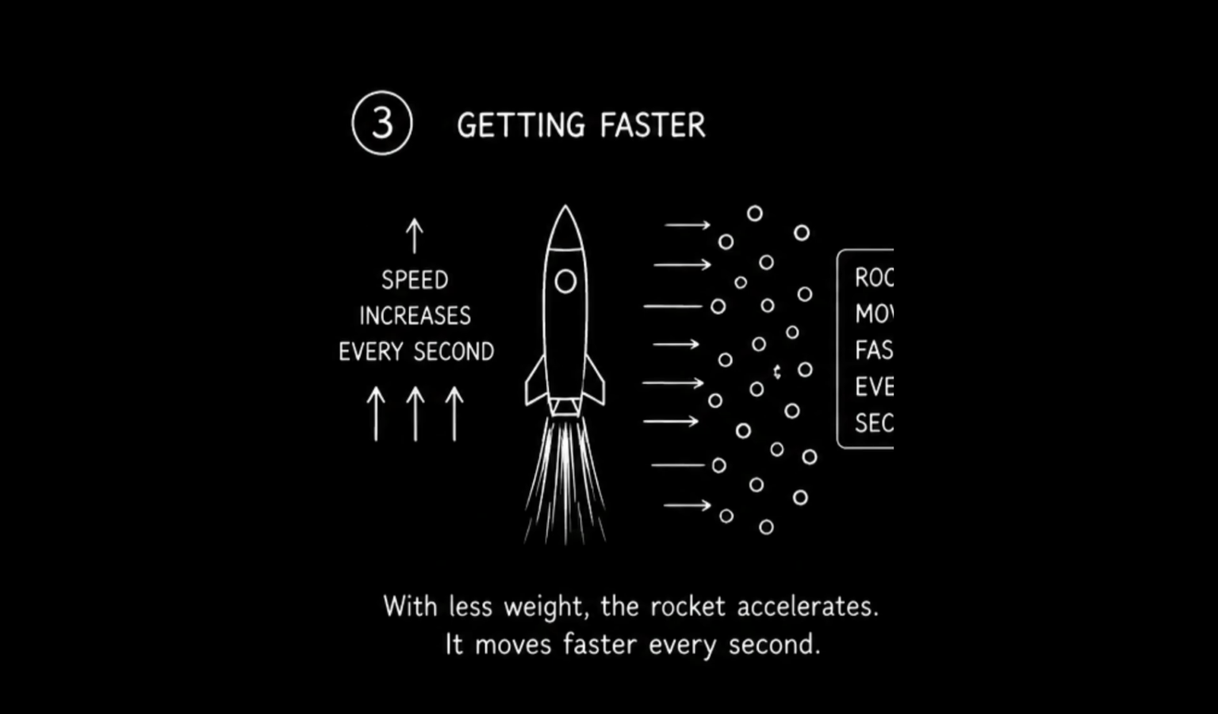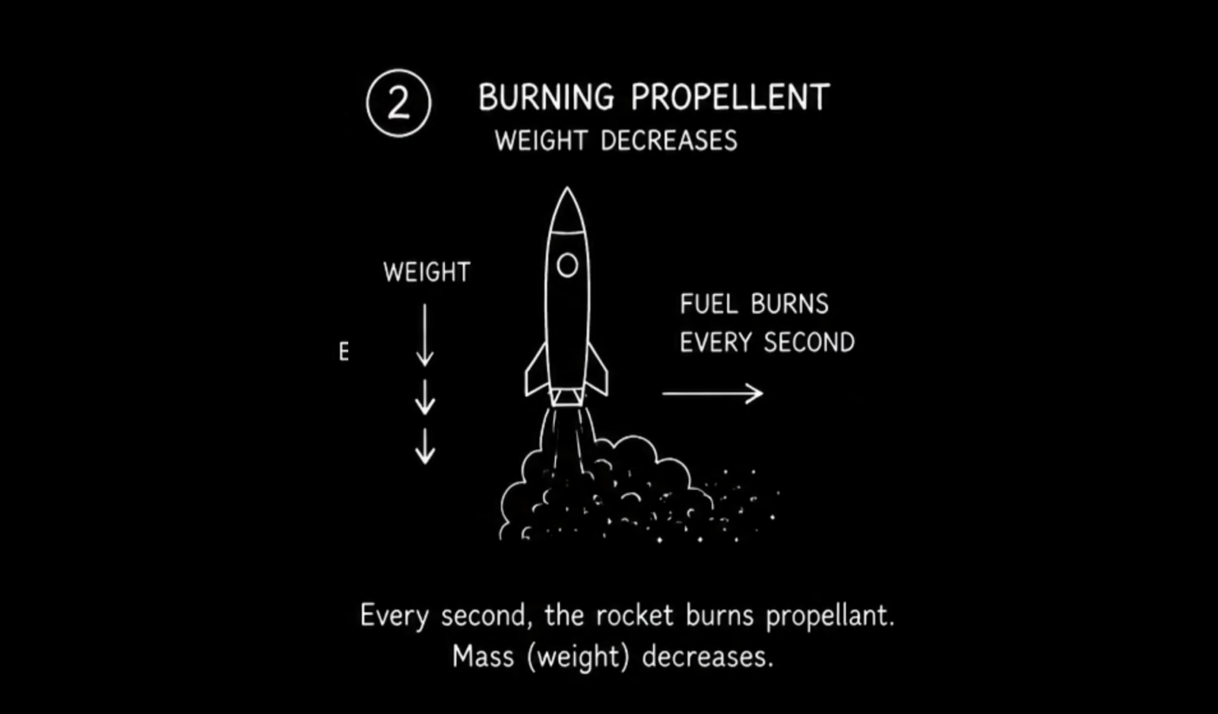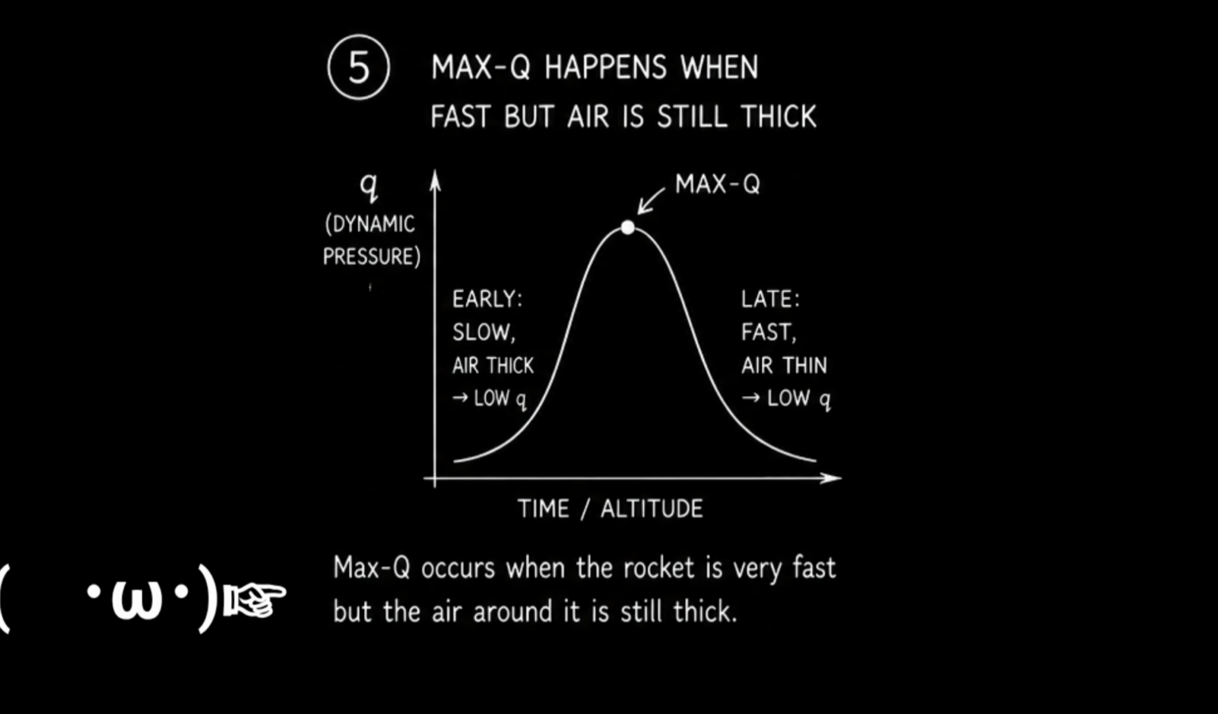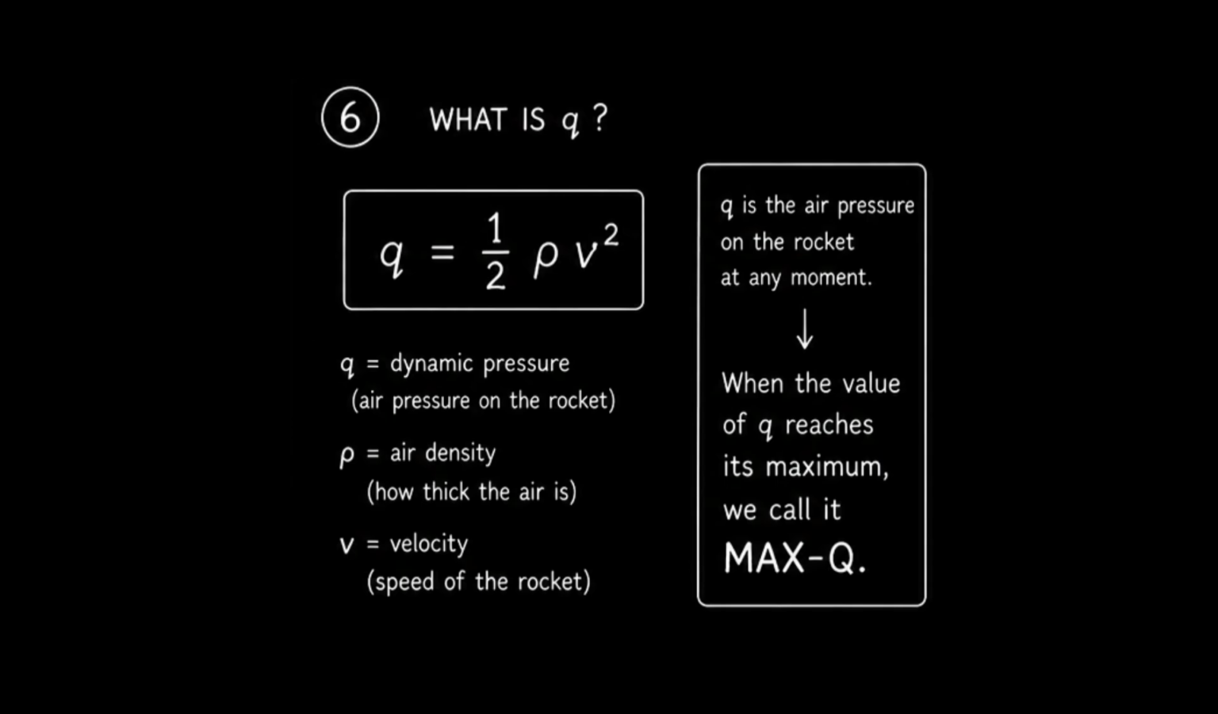Because the rocket is moving faster every second by losing its weight, by burning its propellant, it smashes into the air molecules way harder with increasing speed. Now Max Q happens when the rocket is fast, but the air is still thick. So you must also note that Q is the air pressure on the rocket at any moment, and when the value of Q reaches its maximum, we call it Max Q.